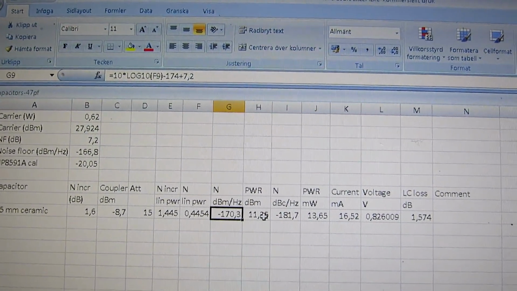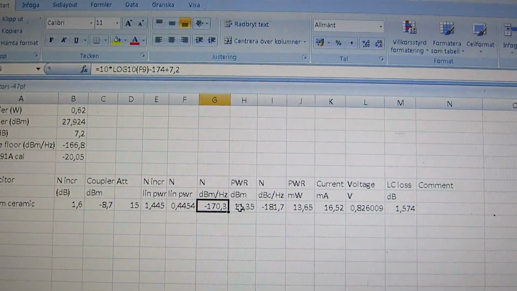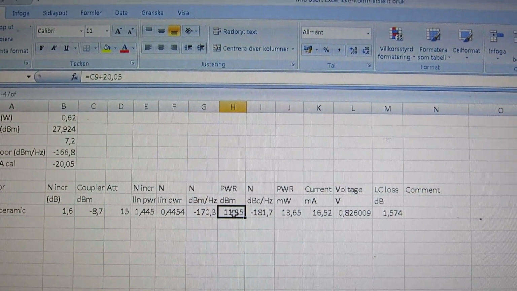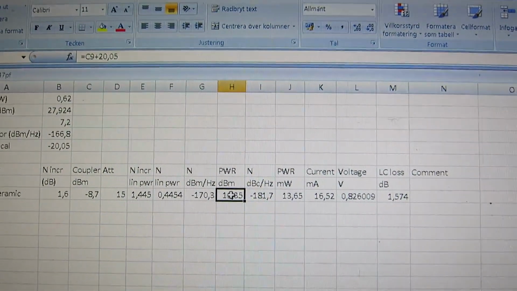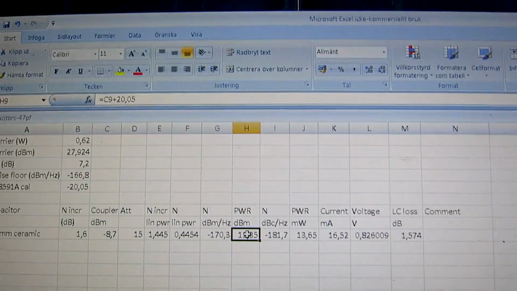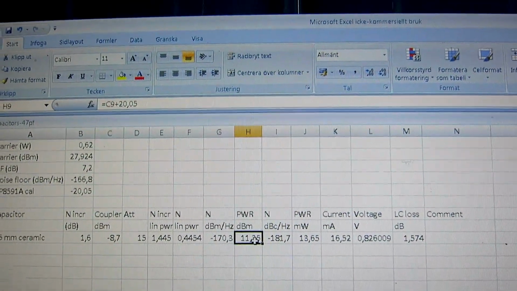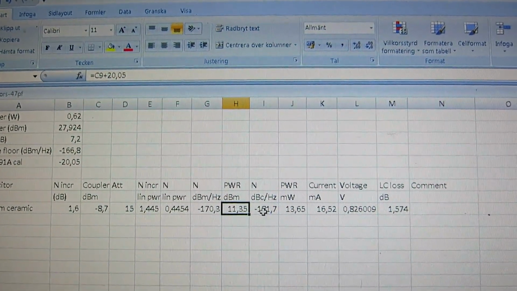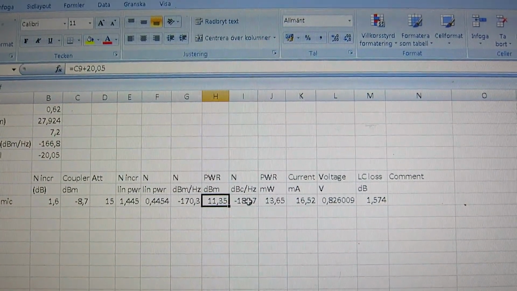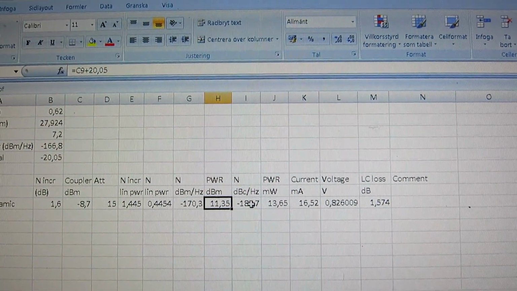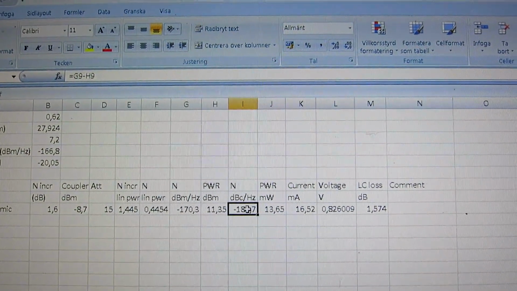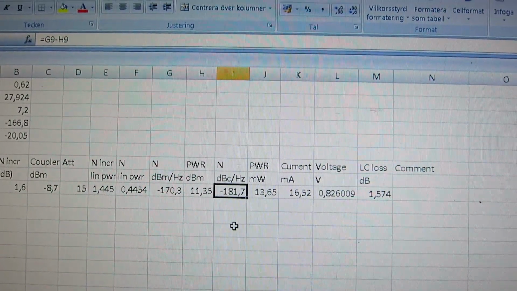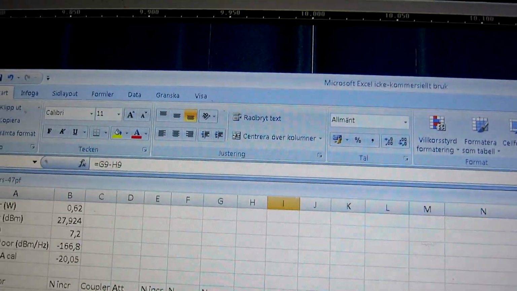And the power from the coupler, the power actually coming out from the test object is like this, 20.05 dB stronger. Knowing the power as well as the noise power density, I can compute the noise modulation in dBc per hertz, like that.